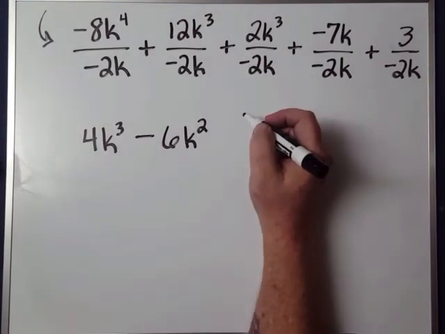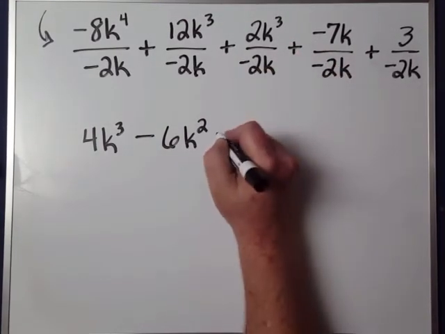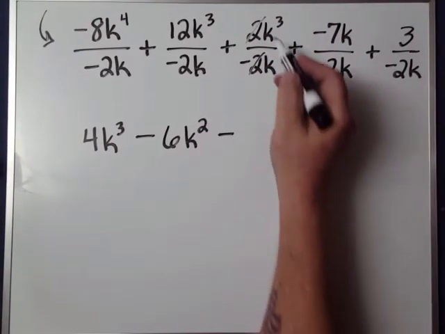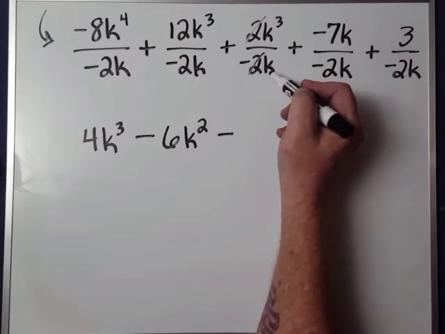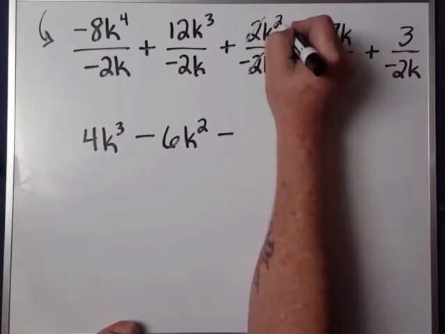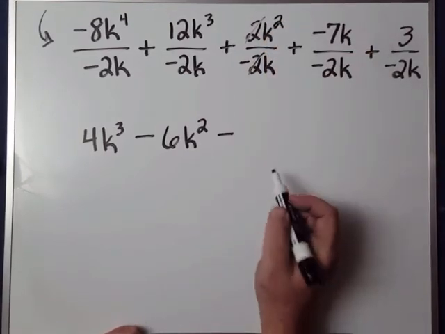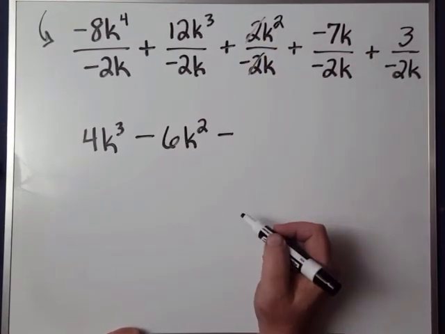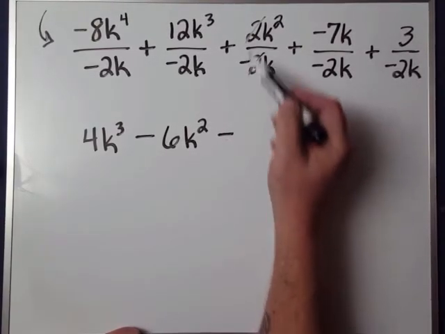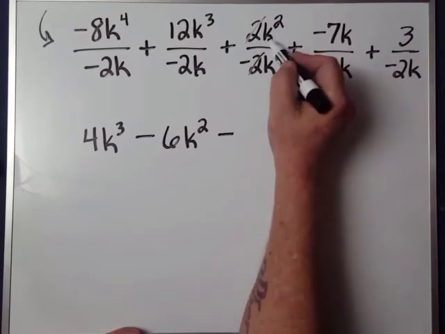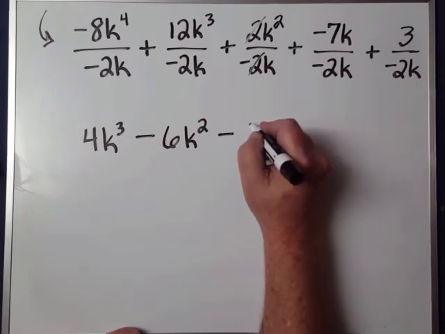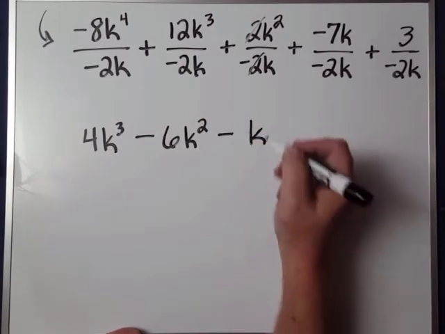Next term, positive divided by a negative is negative. The 2's will cancel. And k cubed over, did I miscopy? I did. Sorry guys, that should be a k squared right there. I miscopied that from the text. Let's start this term again. Positive divided by a negative is negative. The 2's cancel. K squared over k. All that leaves behind is a single factor of k in the numerator.